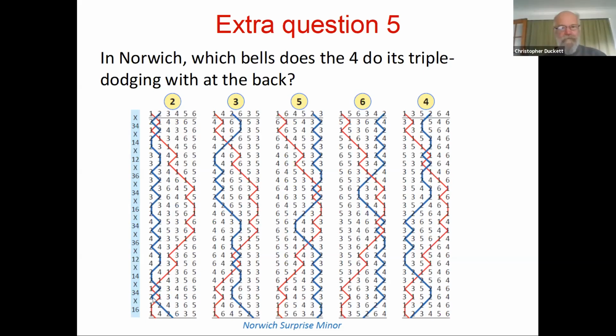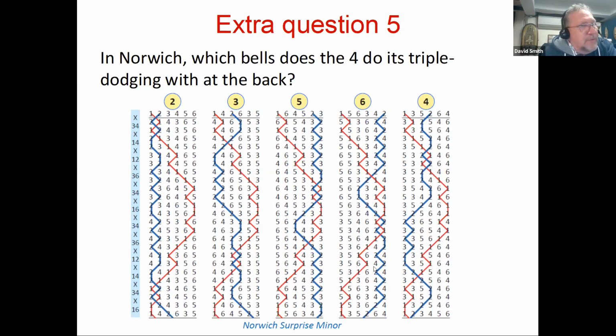Second place bell's pretty much at the front. Third place bell. Oh, fifth place bell does a triple dodge here, and it does another triple dodge at the end of that lead end. So also in sixth place work, you do a triple dodge and another triple dodge. So there are 4 lots of triple dodge. In fifth place work, you do it at the beginning and again at the end. And in sixth place work, you do it at the beginning and again at the end.